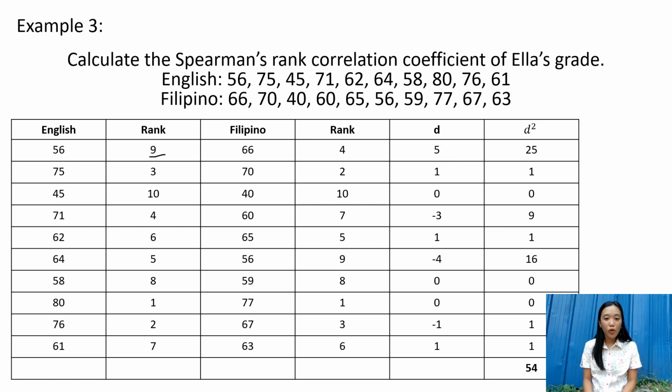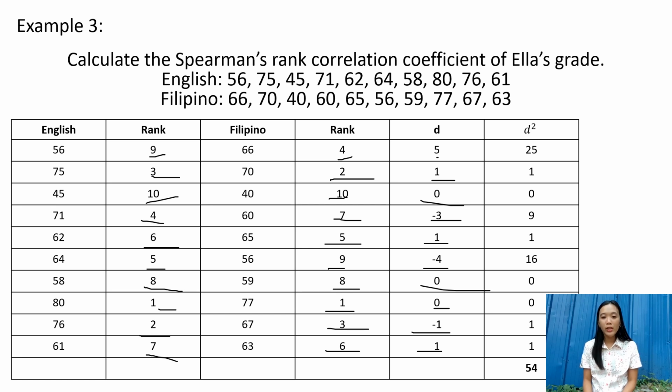So 9 minus 4 is equal to 5. 3 minus 2 is equal to 1. 10 minus 10 is 0. 4 minus 7 is negative 3. 6 minus 5 is 1. 5 minus 9 is negative 4. 8 minus 8 is 0. 1 minus 1 is 0. 2 minus 3 is negative 1. 7 minus 6 is 1.